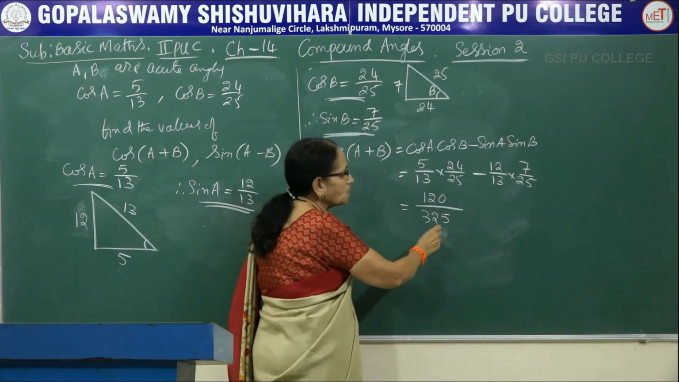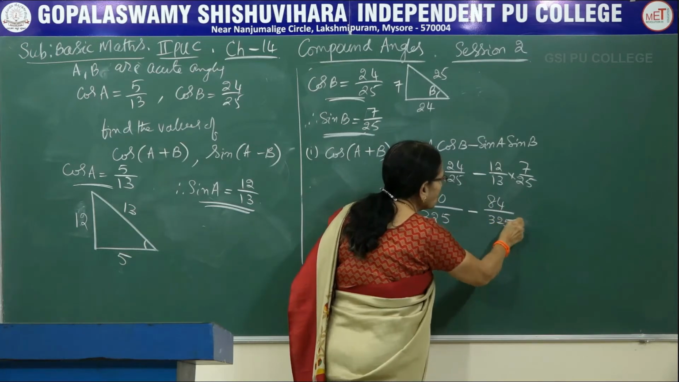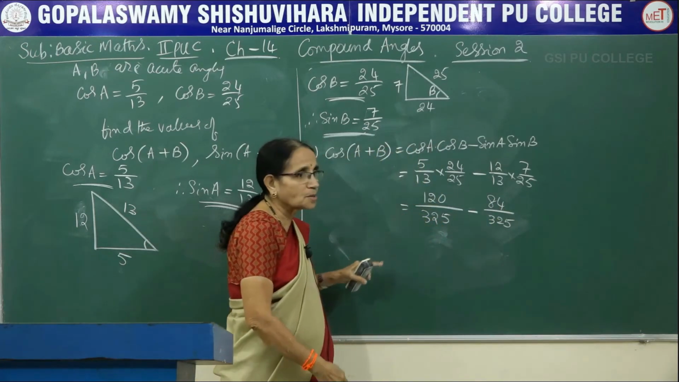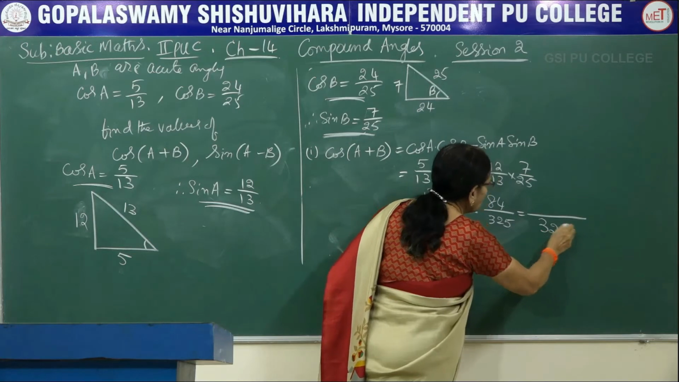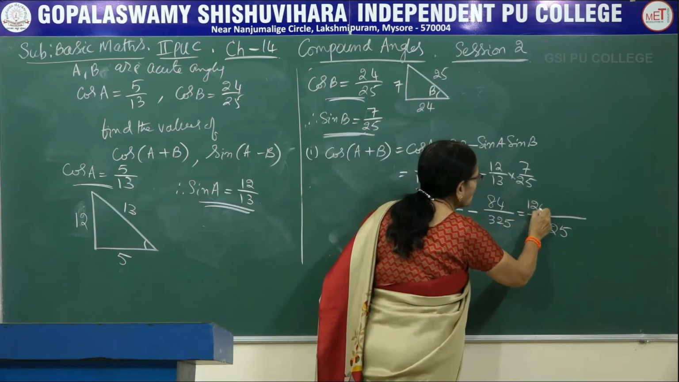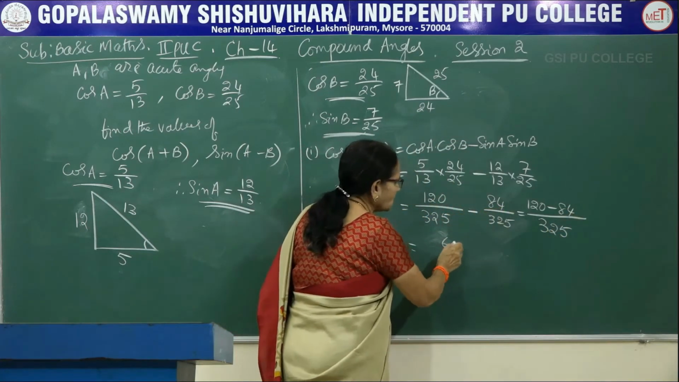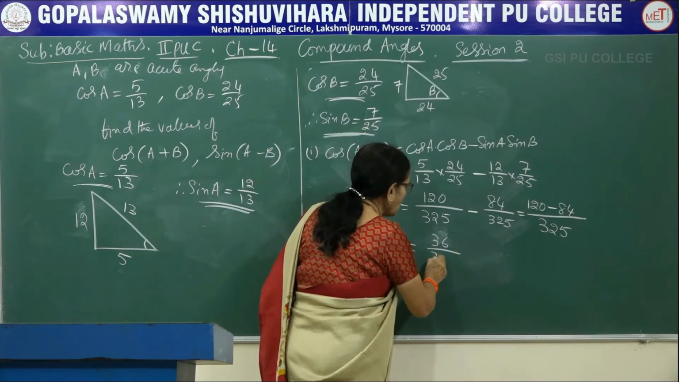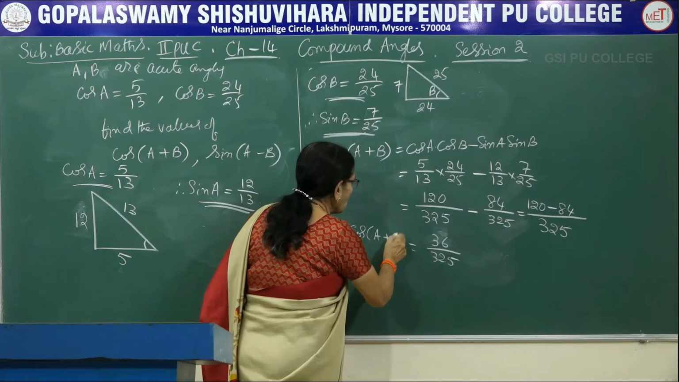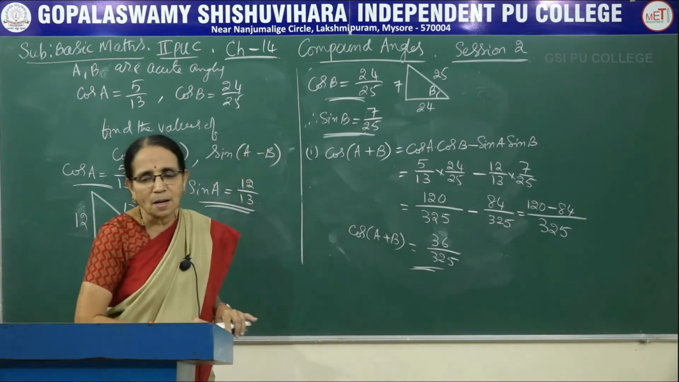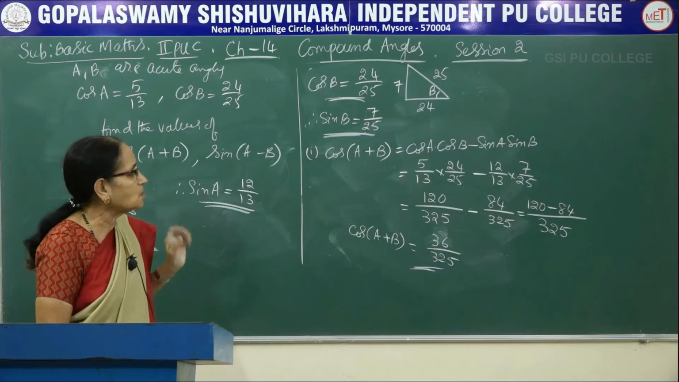So 120 by 325. Now 12 sevens are 84 divided by 325. Now again in this case also you will clearly see that the common denominator becomes the LCM. Write the numerators as they are. 120 minus 84. Subtract 10 minus 4, 6. 11 minus 8, 3 divided by 325. So this is the value of cos of A plus B. So we have calculated cos of A plus B. This is nothing but 36 divided by 325.